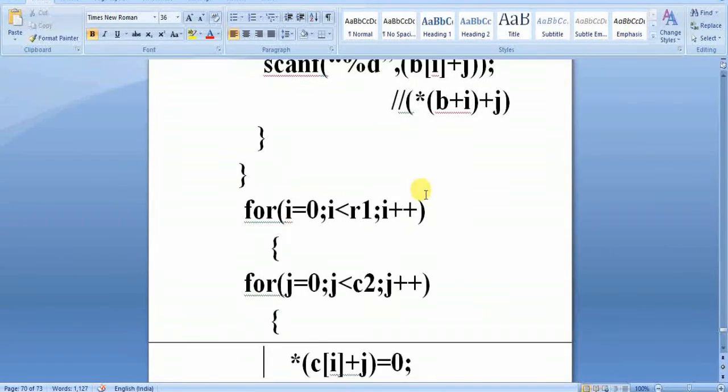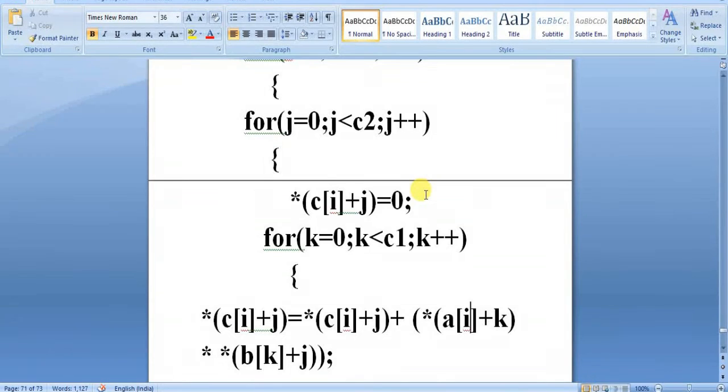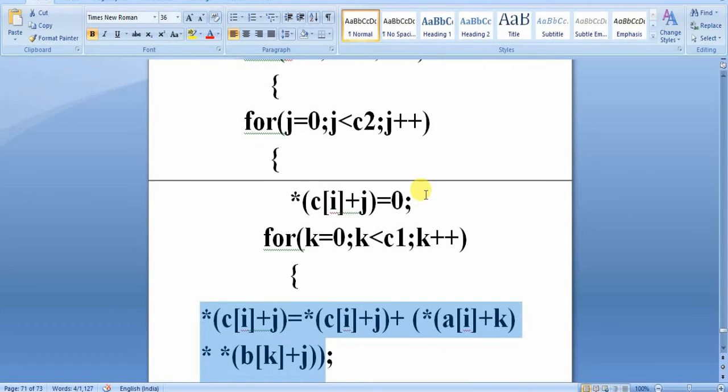That is, we are going to implement the K loop: for k = 0, k < either C1 or R2, which is the number of rows. What the rows in the B matrix are is nothing but R2 here, k++. C[i][j] = C[i][j] + A[i][k] * B[k][j]. So that is A[i][k] multiplied with B[k][j]. What is k here? That is the number of column changes in the A matrix and the number of row changes in the B matrix.